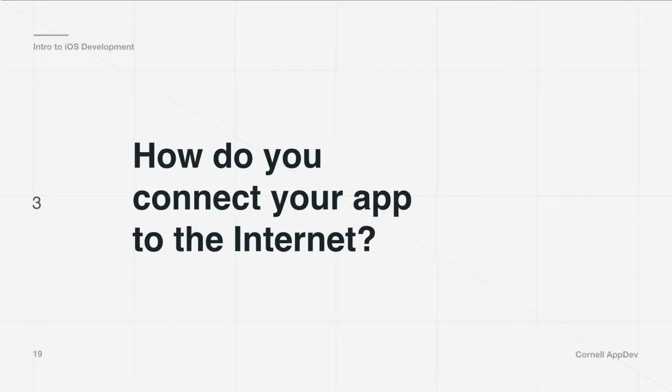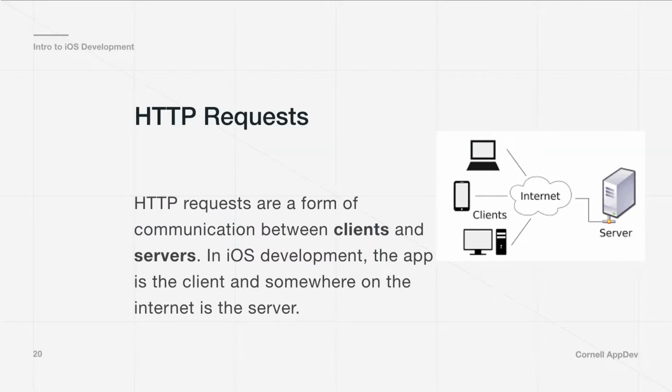So how do we actually connect our app to the internet? This is done through something called HTTP requests. All this means is HTTP requests are the way that your app communicates with the internet. So in this case, our client communicates with servers. The client is your app, and the server is just something that exists on the internet. You guys actually make HTTP requests every single day. For example, if you go to google.com, you're making a GET request to the Google servers, and then the Google servers return some data to you.